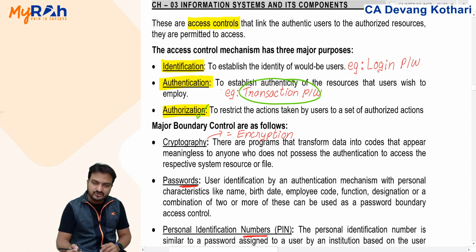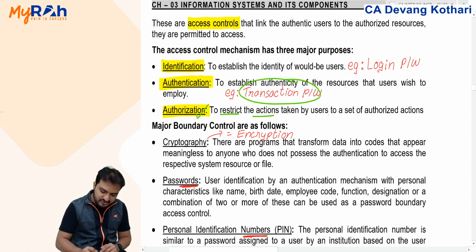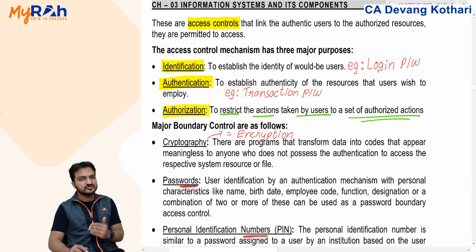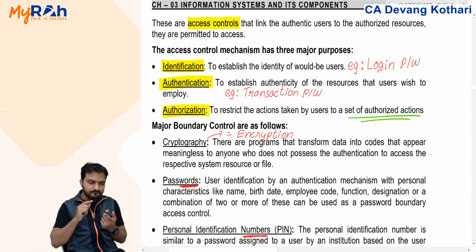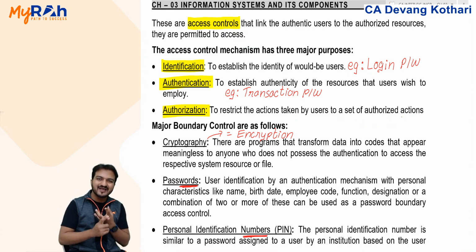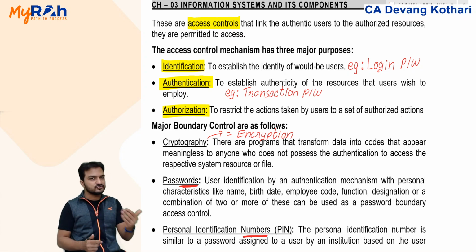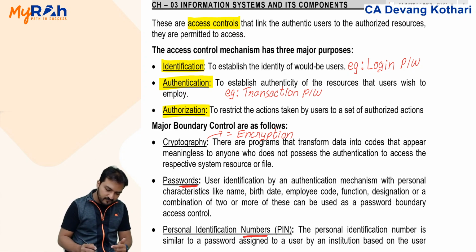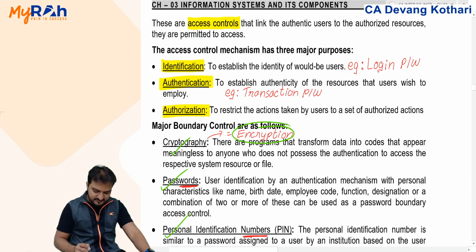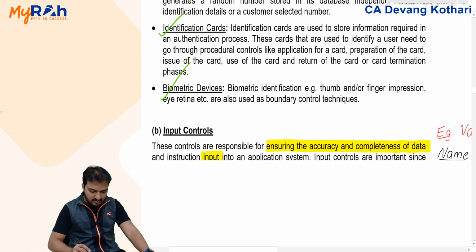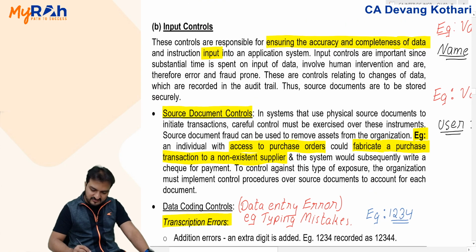And authorization is to restrict actions taken by the user to a set of authorized actions only. So even after proving your identity and authenticity, still your transaction might be rejected because you are not yet authorized to do that transaction. Anyways, all that can be checked using cryptography, which is another name for encryption. Passwords or PIN numbers or ID cards or biometric devices, these are all methods how access controls can be implemented.